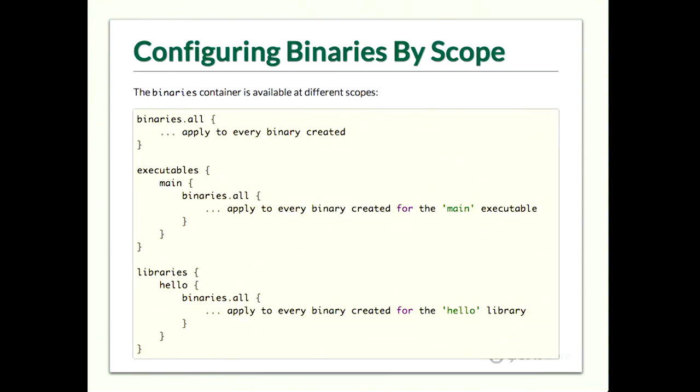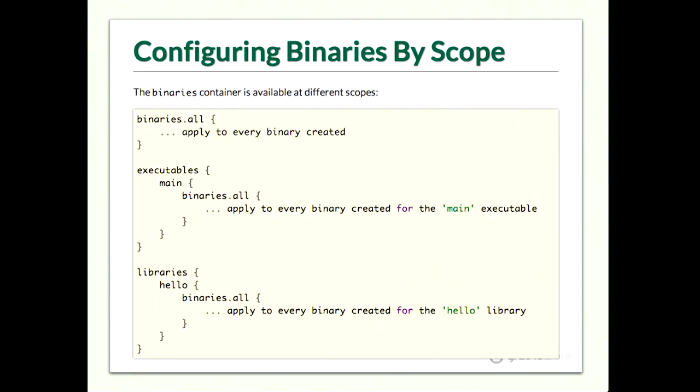We touched on this a little bit earlier, but we can configure binaries by their scope, or we can add rules that are scoped to a particular component. So in this case here, we've said, here are some rules that apply to every single binary that we're going to create in this project. Here are some rules that apply to every single binary created for the main executable, and likewise here's some configuration for every binary created for the hello library.